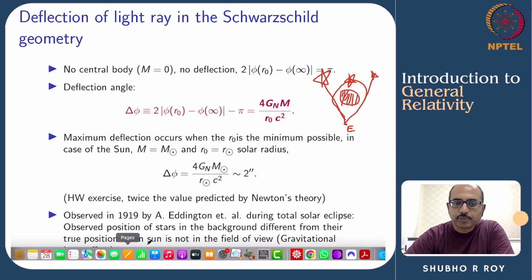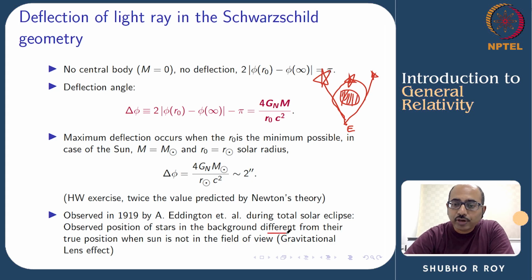So the observed position of stars in the background was different from their true or expected position. These are stars that had been studied in astronomy for a while, and people knew what they were supposed to be. And instead, there appeared to be multiple images of the same star during the eclipse, when the sun is not in the field of view. Their position during the eclipse is different from their expected position, which was known because they've been observing these stars for a while. And so this effect was observed during the eclipse.